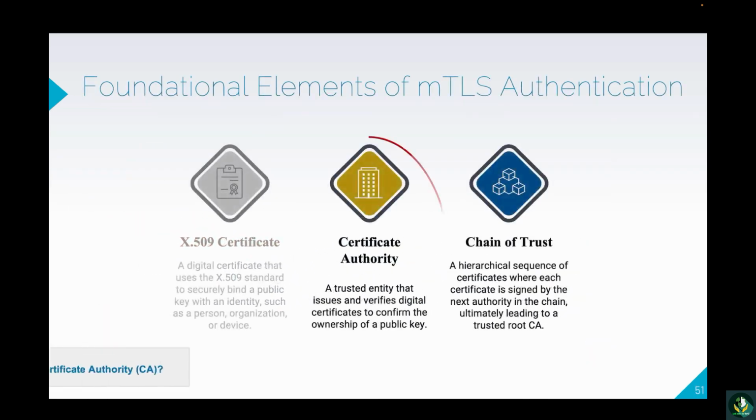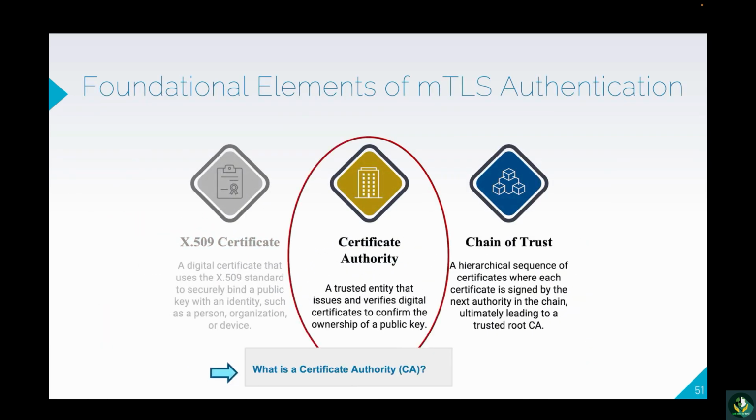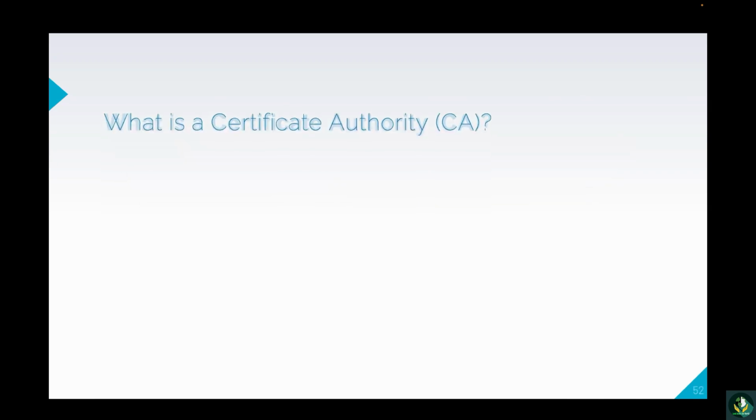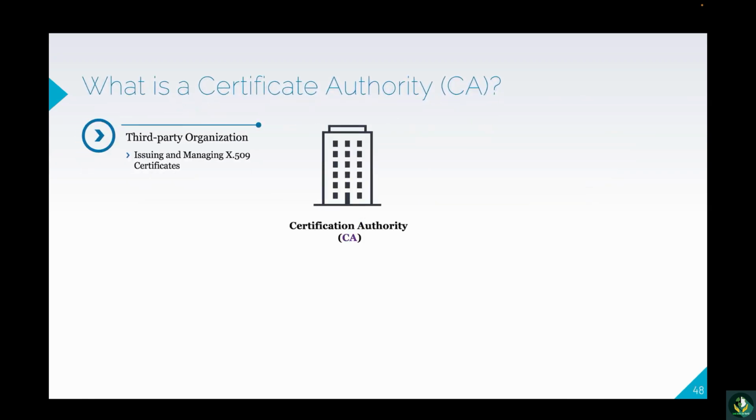We have mentioned that these certificates are signed by a trusted certificate authority. But what exactly is a certificate authority? A certificate authority is a trusted organization responsible for issuing, signing, and managing digital X509 certificates. This organization can be an external third party such as trusted certificate authorities like DigiCert, GlobalSign, and Let's Encrypt, or an internal certificate authority used within an organization that already has a public key infrastructure in place.